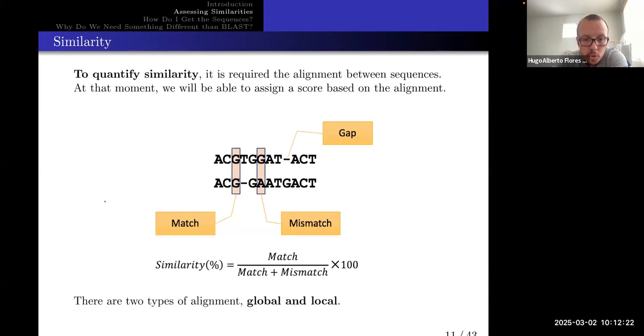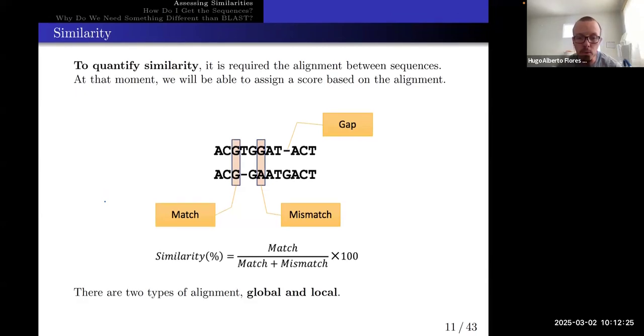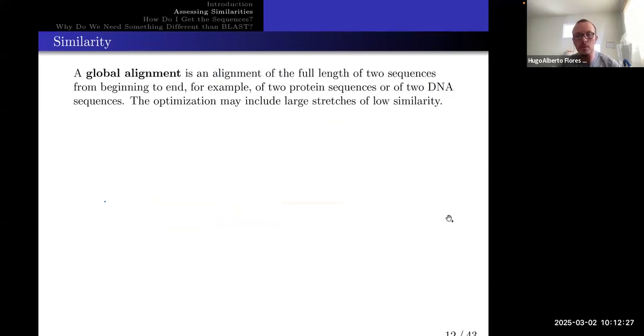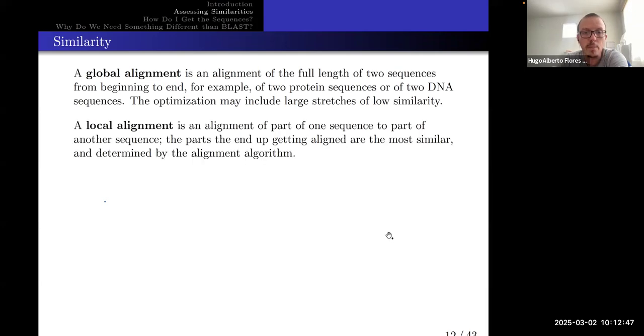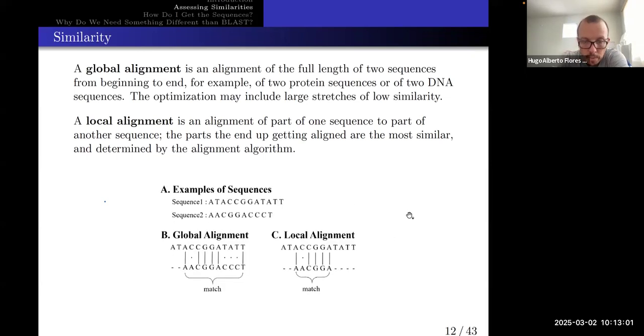Okay, so when you're trying to elaborate alignments, you can have global or local alignments. What does that mean? In the global alignment, you're trying to align the full length of two sequences from the beginning to the end. The limitation here is that when you propose the alignment, you may have a lot of pieces or stretches of low similarity. In the local alignment, you are just thinking of one subsequence, a part of the sequence, and this is exactly the one that you want to align or make match.